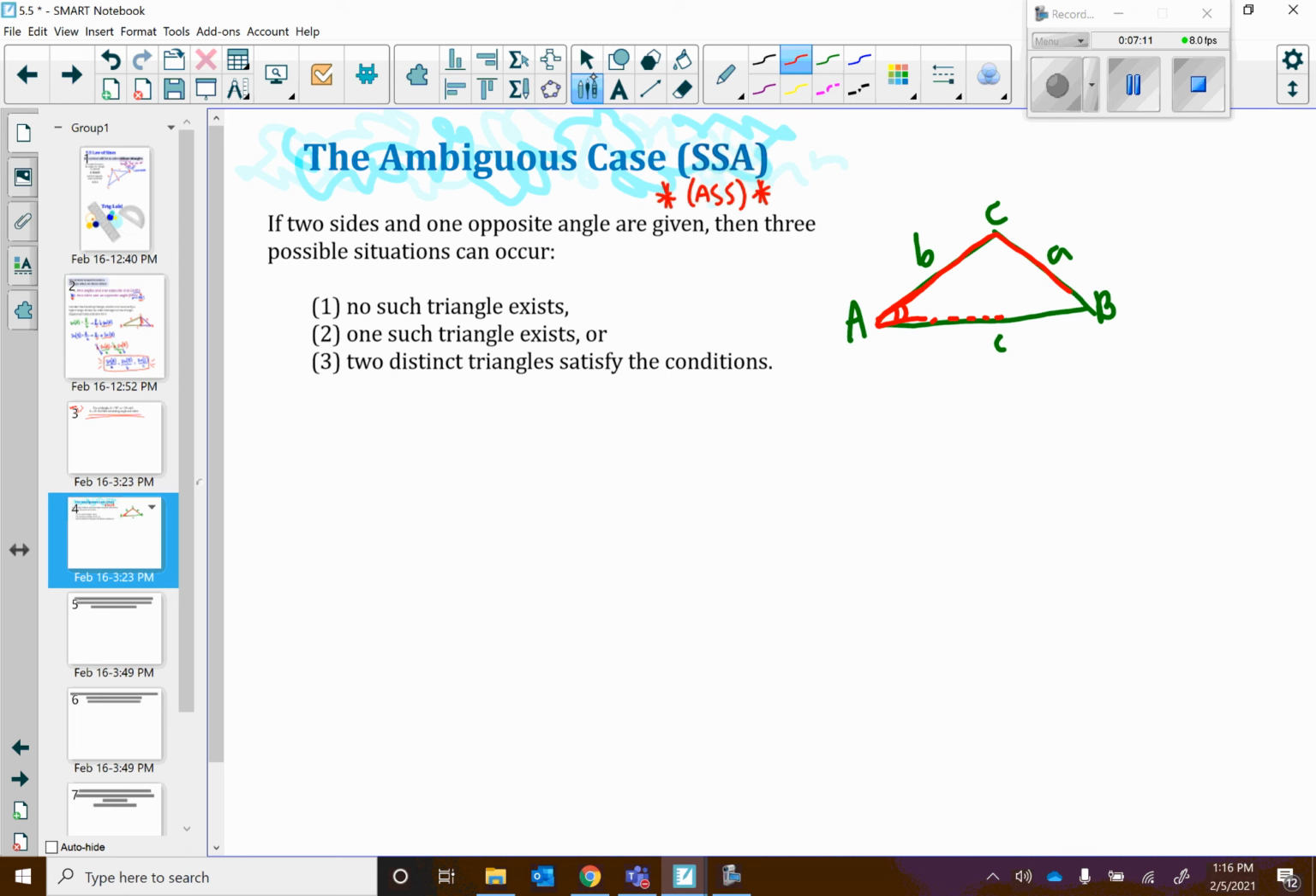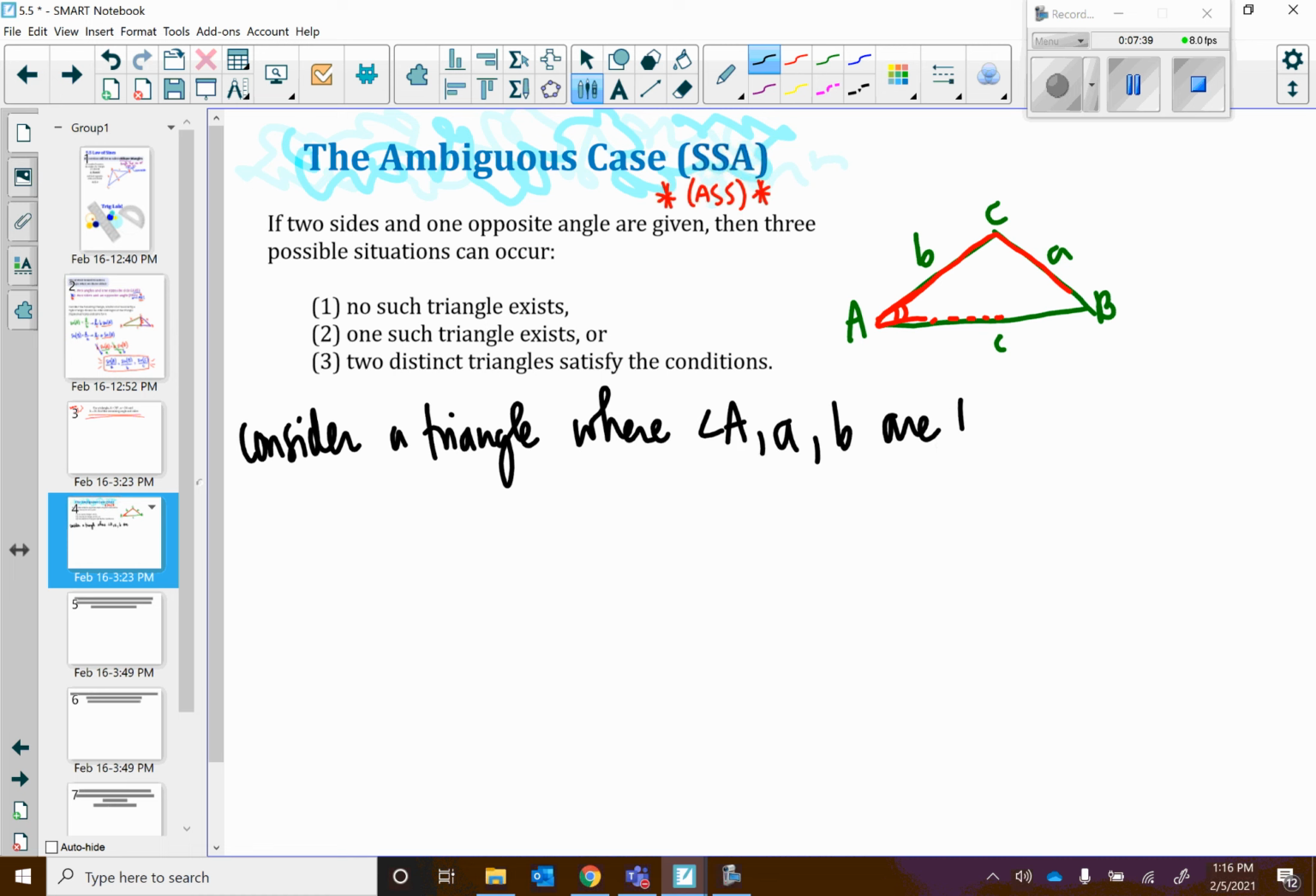In order to decide which of these things can happen, we're going to make a table, and it might seem a little overwhelming at first, but trust me, as we think it through, I hope it will make sense to you. So we are going to start by saying we're going to consider a triangle where angle A, side a, and b are known. We are also going to make a note that says angle A is acute here.